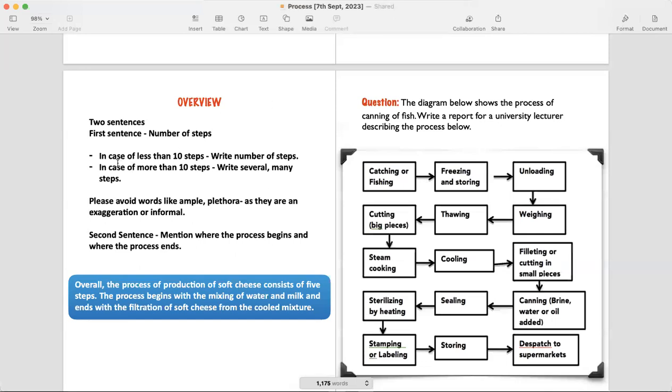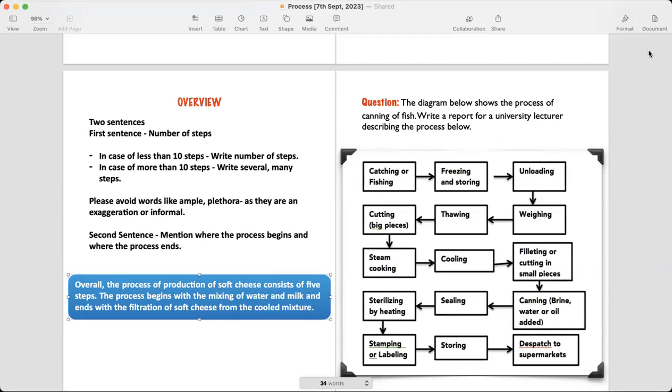So I've made a small rule in my head. If the number of steps is less than 10, I write the number of steps, like 7 steps, 8 steps, 5 steps. If the number of steps is more than 10, I just write several steps. And what's the sentence I write? I write the first sentence as: the process of production of soft cheese consists of these many steps. Whatever the process of, I'll write that. Then I'll write the word consists of, and then I'll write the number of steps.